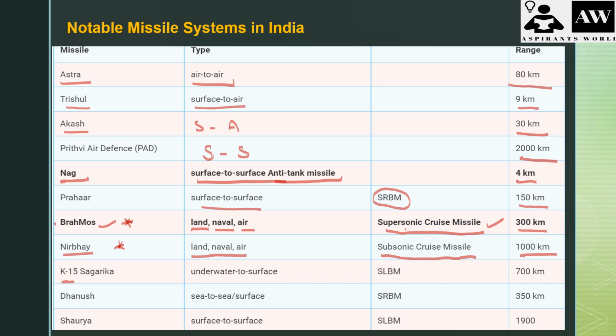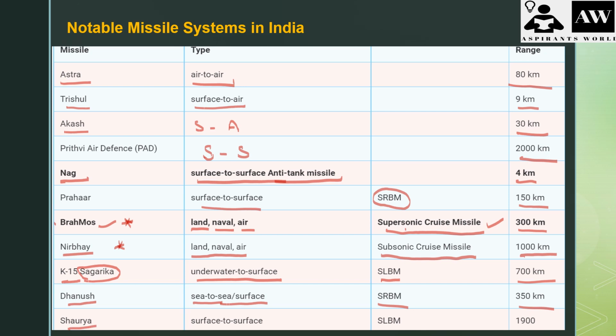And the K-15 is famously referred to as Sagarika. In some of the papers they ask the K-15 is referred to as what, and it is the Sagarika. It is an underwater to surface type of missile. The name itself says it is a Sagarika. It is basically a short range ballistic missile, and its target range is nearly 700 kilometers. Dhanush is a sea to sea or sea to surface missile, and it is also a short range ballistic missile, and its range is 350 kilometers.